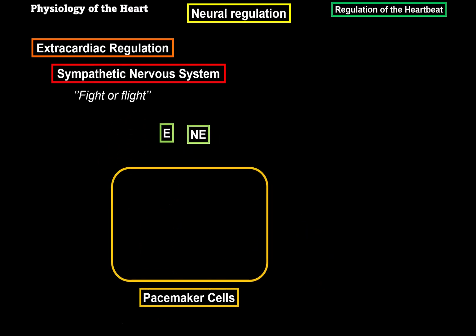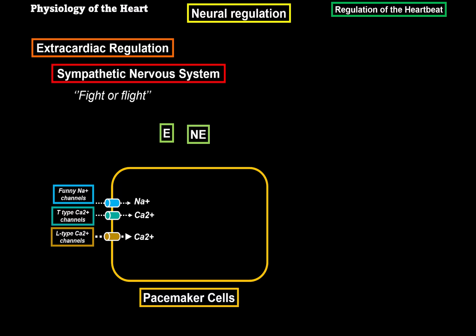We already went through this in a previous video, but remember, the pacemaker cells have funny sodium channels leaking sodium into the cell all the time, depolarizing it. As it gets more and more depolarized, T-type calcium channels start opening, letting calcium into the cell. Once it hits threshold potential, L-type calcium channels start opening up, giving us a massive influx of calcium. Once it's done depolarizing, the cell is now repolarizing by opening potassium channels, letting potassium out, getting it back to its resting membrane potential.